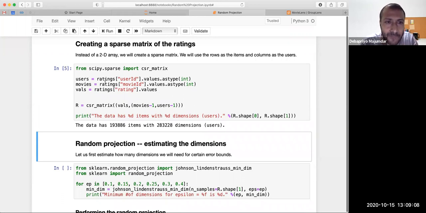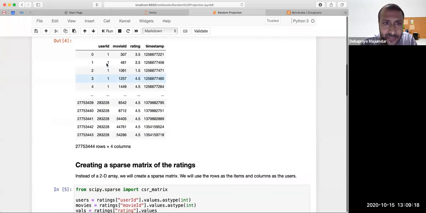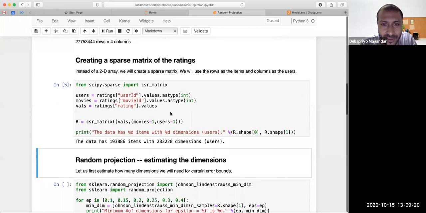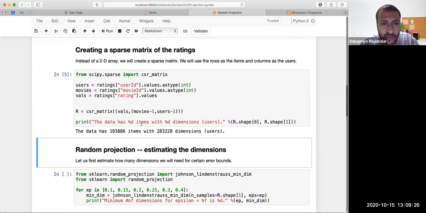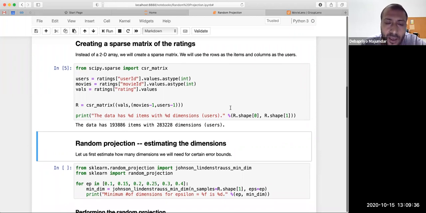So this is users, movies, and then you are passing them. I'm doing movies minus 1, users minus 1, because my indices here start from 1, and I want the indices to start from 0. User ID and movie ID, I want to start from 0. So what we have is so many items, so many movies. We have around 200,000 movies and around 300,000 users. This is loaded in the form that your movies are rows and users are columns.